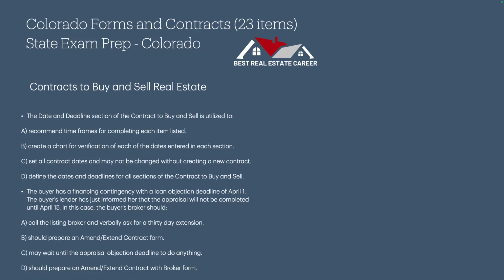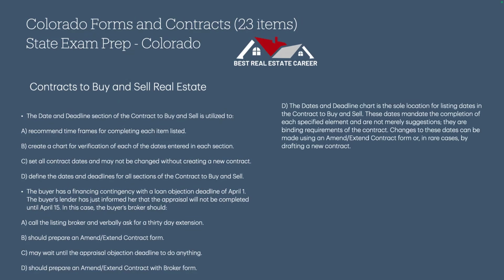So as we're looking at this, it says, the date and deadline section of the contract to buy and sell is utilized to... and it's D. It says the dates and deadlines chart is the sole location for listing dates in the contract to buy and sell. These dates mandate the completion of each specified element and are not merely suggestions. Remember, time is of the essence. They are binding requirements of the contract. Changes to these dates can be made using an amend extend.